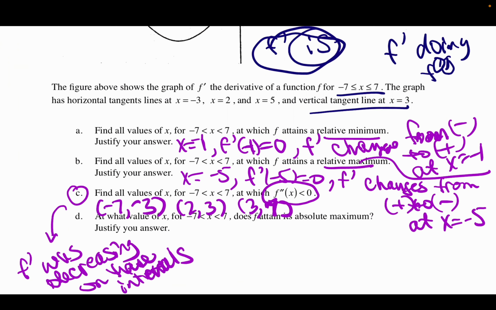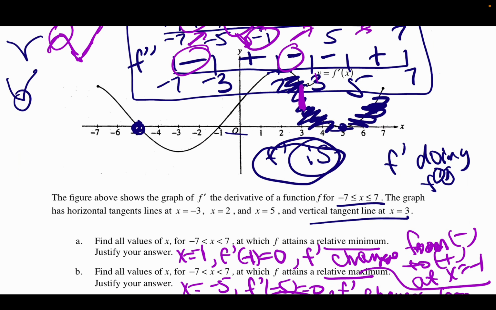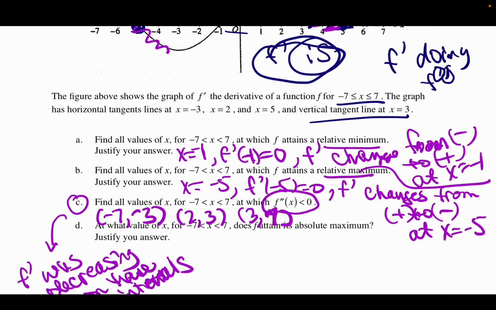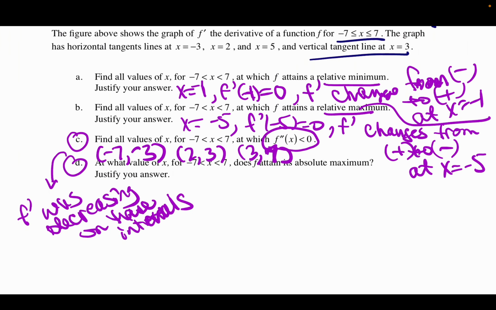Spell it correctly, on these intervals. Since this was decreasing, my derivative would be negative every time it was decreasing. All right, and then on D, at what value of x does it have an absolute maximum?